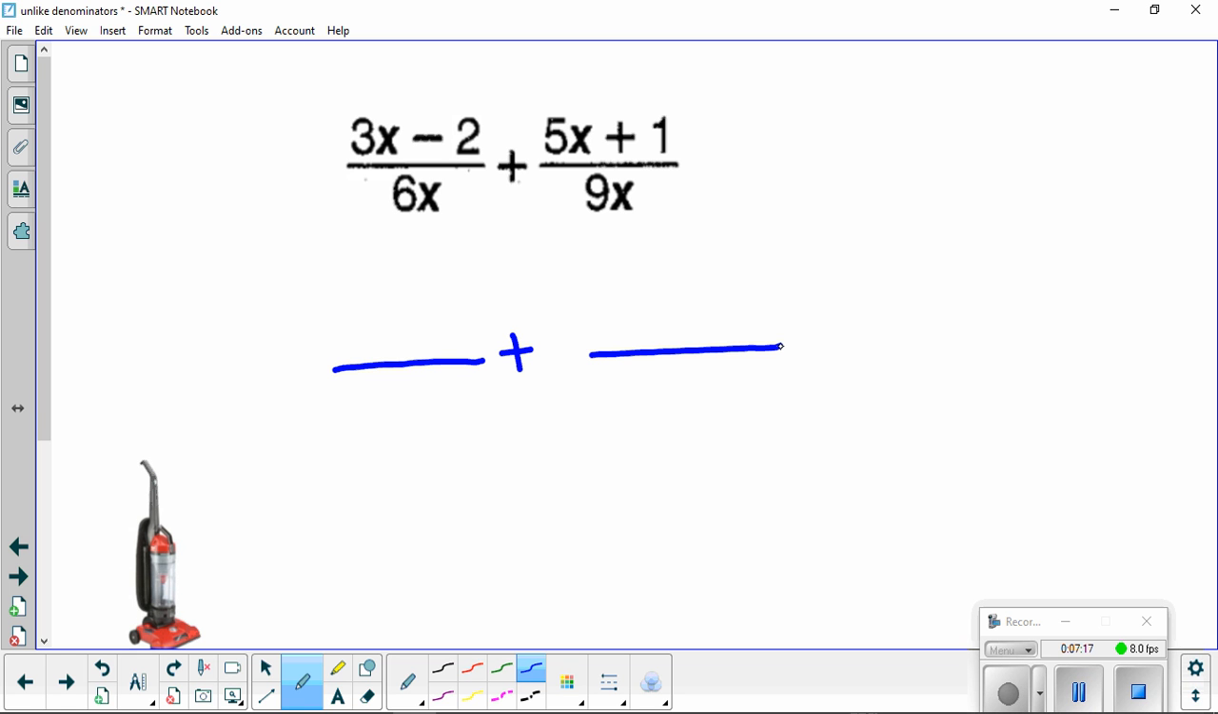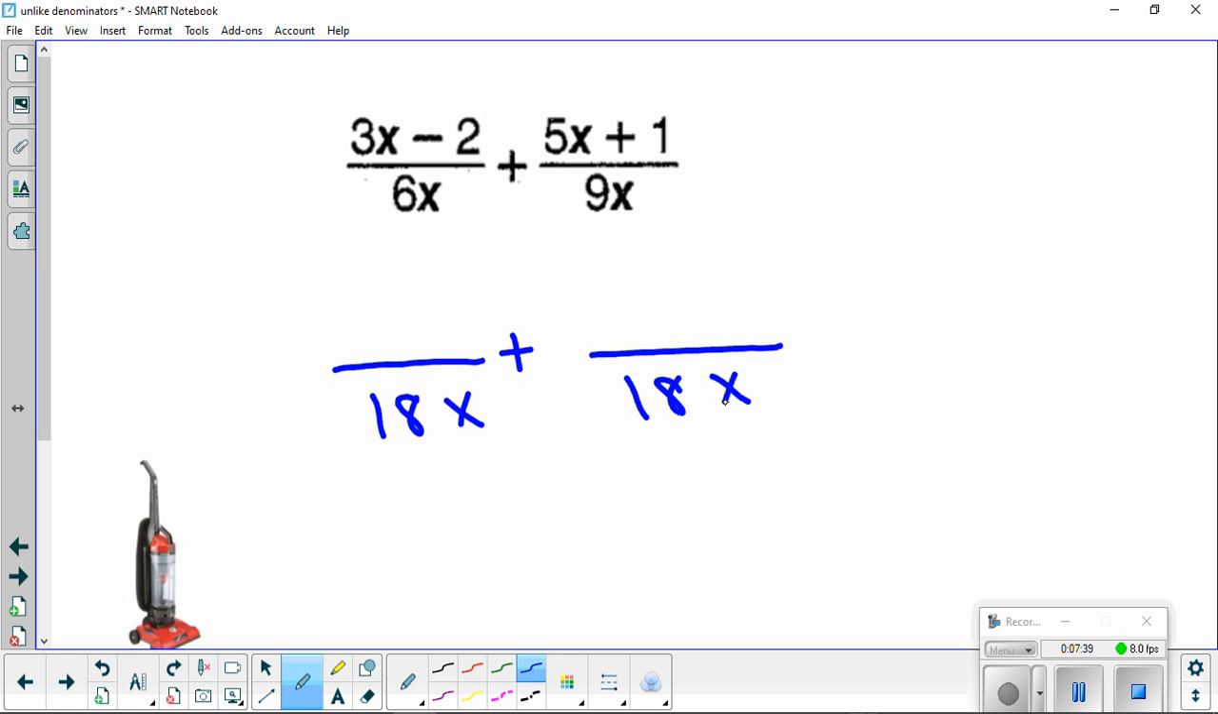So what we're going to do on this one, a number that 6 and 9 both go into is going to be 18, and they both have x's. So we must include that as well. If there was an x and a y, we'd have to include that as well. That denominator has to represent everyone.